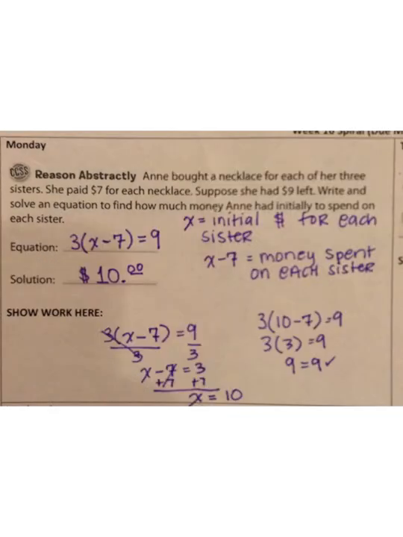Okay, so when I define my variable, I just use x, and x is equal to the initial money for each sister, because that's what we're trying to figure out, how much money each sister had to spend on. So it says right here that she paid $7 for each necklace. So if we take the initial money and subtract 7, we're going to get the money spent on each sister. And she has 3 sisters. So we can write a multi-step equation: 3 times the quantity x minus 7 equals 9.